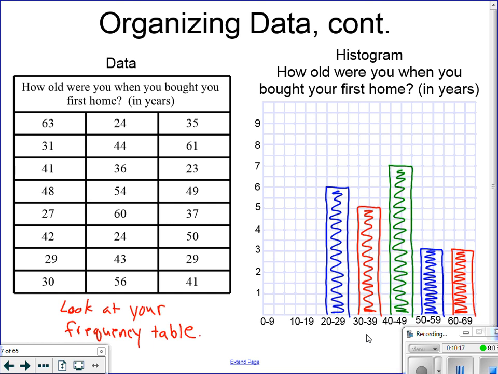So if I want to say, which age group had the most people in it when they bought their first home, I could just look at that and see that the bar for the 40 to 49 age group is the highest. So there were more people that age when they bought their first home than any of the other age groups in this survey.